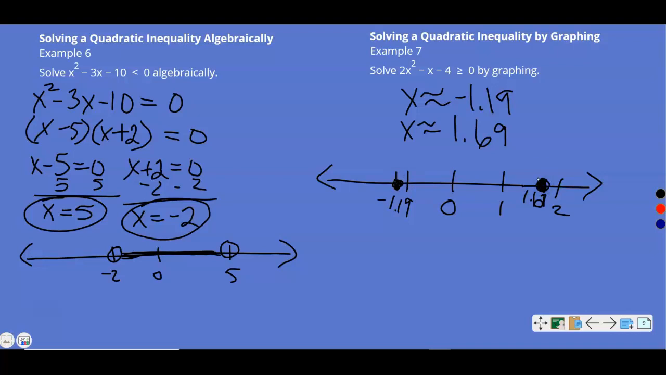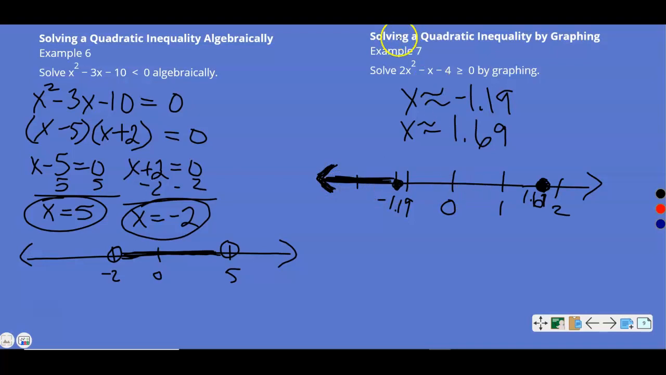And then we're going to check the 3 regions again. So negative 1.19, if we want to choose like negative 2, plug that in. Negative 2 squared would be 4. 4 times 2 is 8. 8 plus 2 would be 10. 10 minus 4 is 6. Is 6 greater than or equal to 0? Yes. So this would be part of our solution.